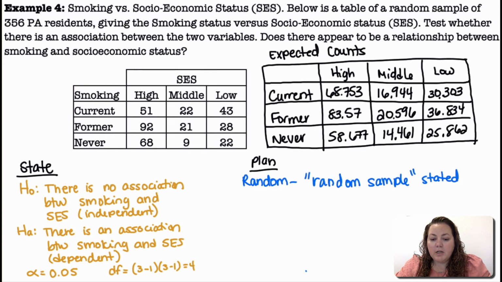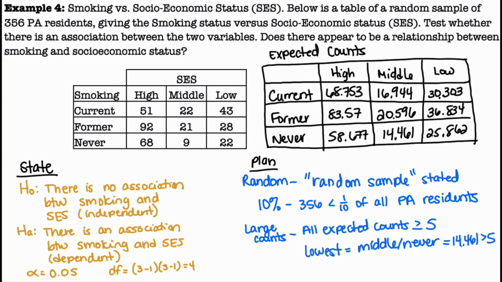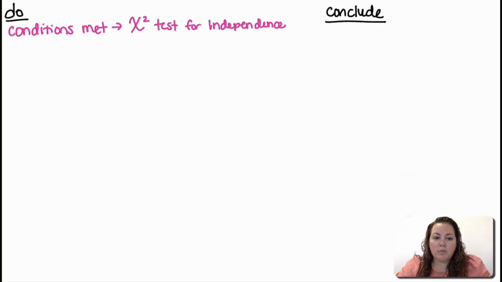Plan, I'm going to check my conditions. Random was stated, 10%. There was 356 PA residents, so that's less than 1/10 of all PA residents. All expected counts are greater than or equal to 5. My lowest one was the middle and never, and that was 14.461, which is greater than 5. All right, so my conditions were met, and I'm doing a chi-square test for independence.